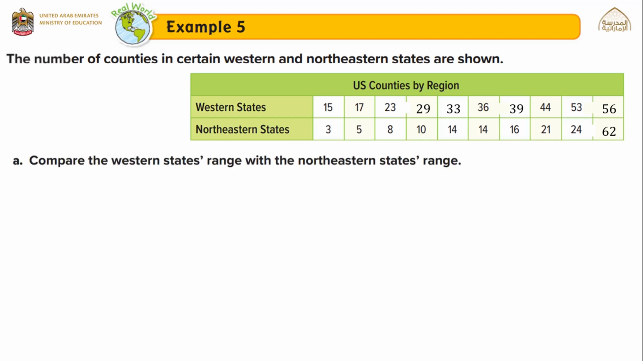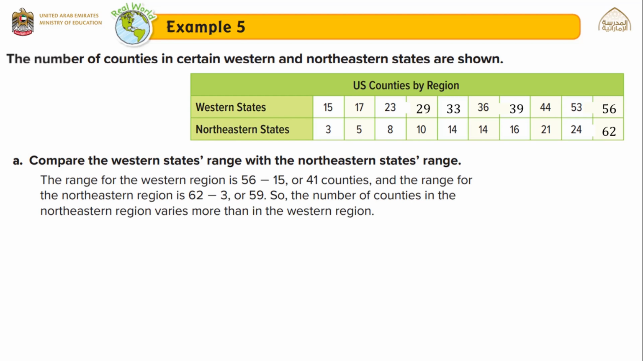A. Compare the western states range with the northeastern states range. To find the range of both groups, the range of the western region is 56 minus 15. 56 is the greatest value and 15 is the lowest value, so the range is 41. The range of the northeastern region is 62 minus 3, or 59. So the number of countries in the northeastern region varies more than the western region. B. Do the data for either region contain an outlier?